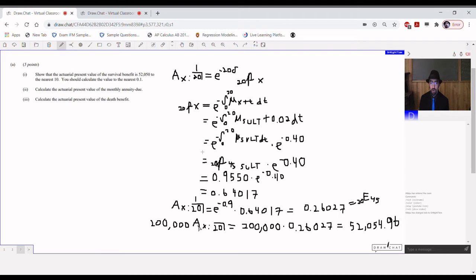And so the actual survival benefit, I was calculating previously based on the assumption of a $1 benefit. This is a $200,000 benefit, so we just multiply by $200,000 to get 52,054.96. I know they said to round to the nearest 0.1, but that was going to get me 55.0, and people would say, well, why do you round down instead of up? This is why you end up rounding down to 52,050 rather than up to 52,060. Just wanted to show that one extra decimal place to get that in there.